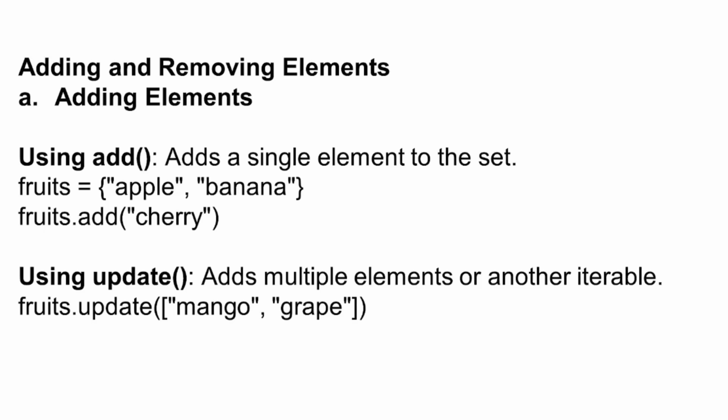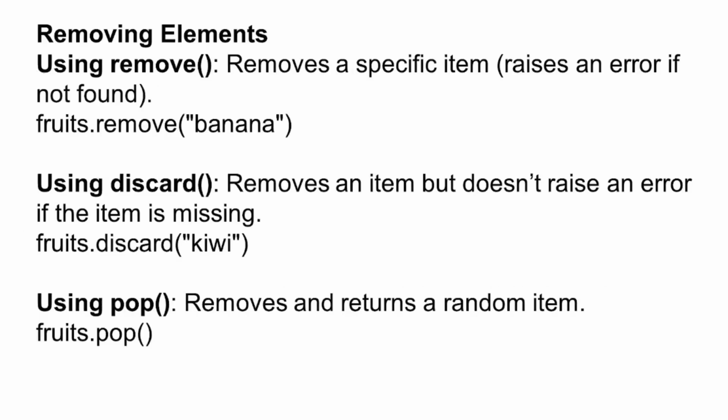Adding and removing elements. Adding elements: use add to add a single element to the set. Fruits = apple, banana, then fruits.add cherry. Using update adds multiple elements or another iterable: fruits.update, here we are adding a list to this set. Removing elements: we use the remove function to remove a specific item; it raises an error if the item is not found. Use discard: it removes an item but doesn't raise any error if the item is missing. Use pop: it removes and returns a random item.